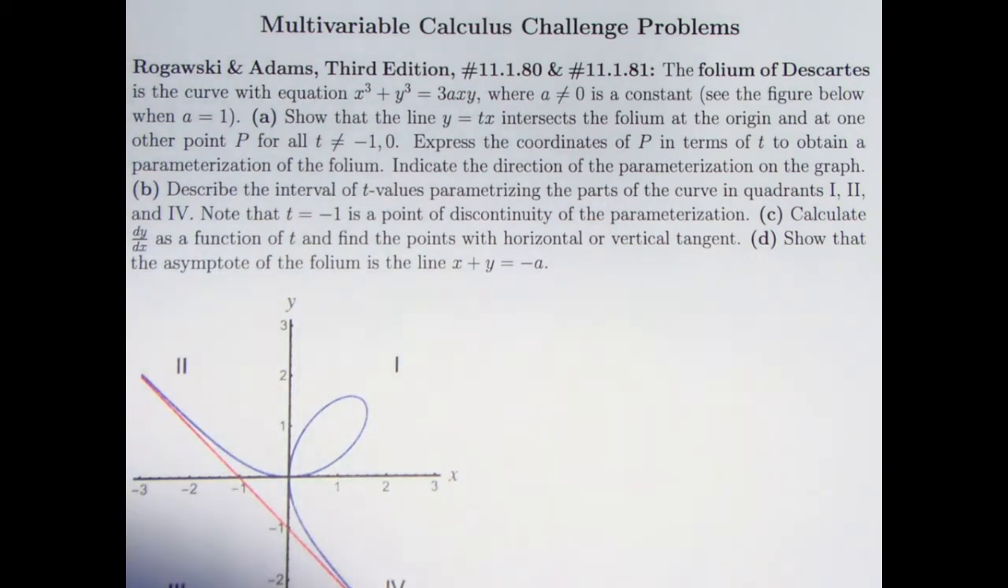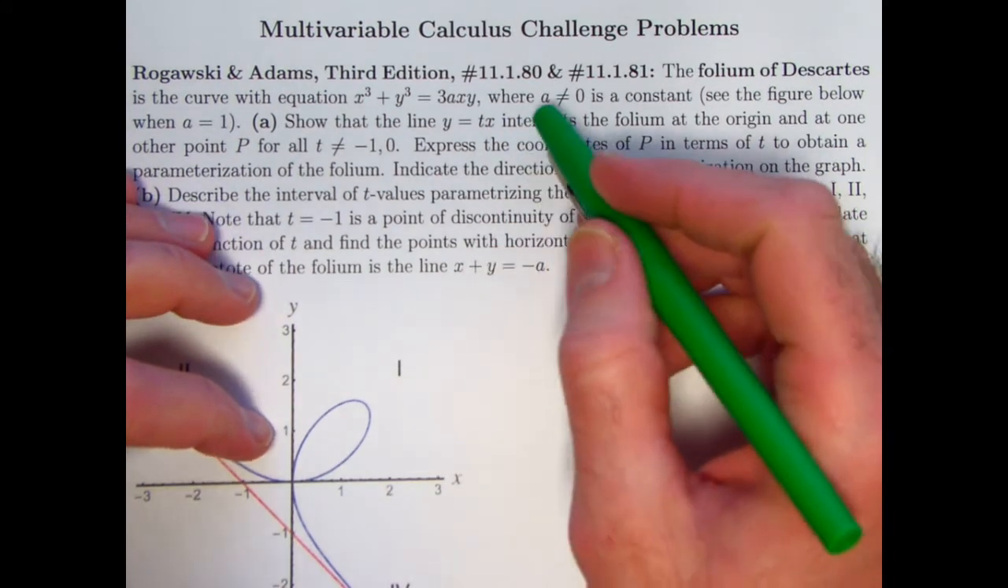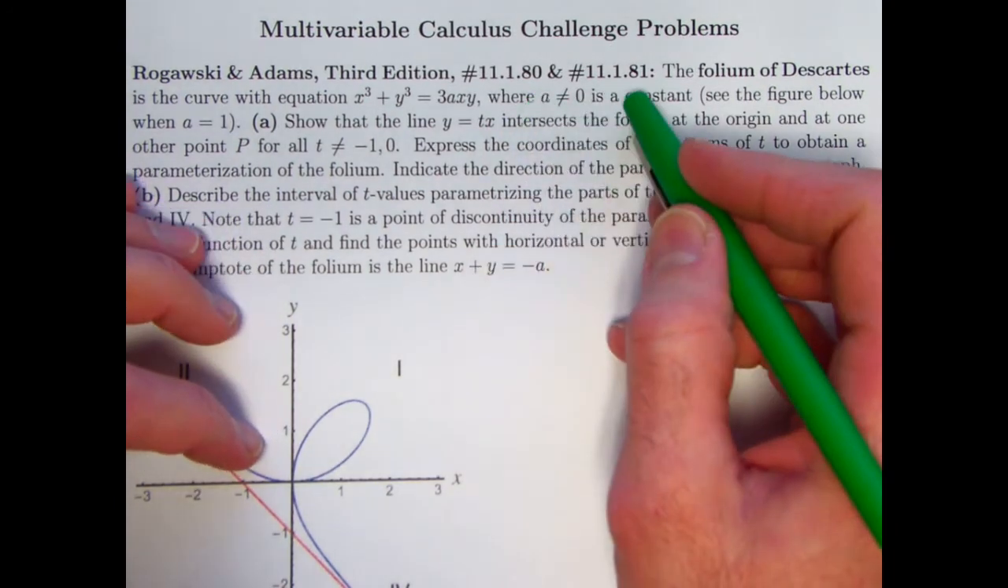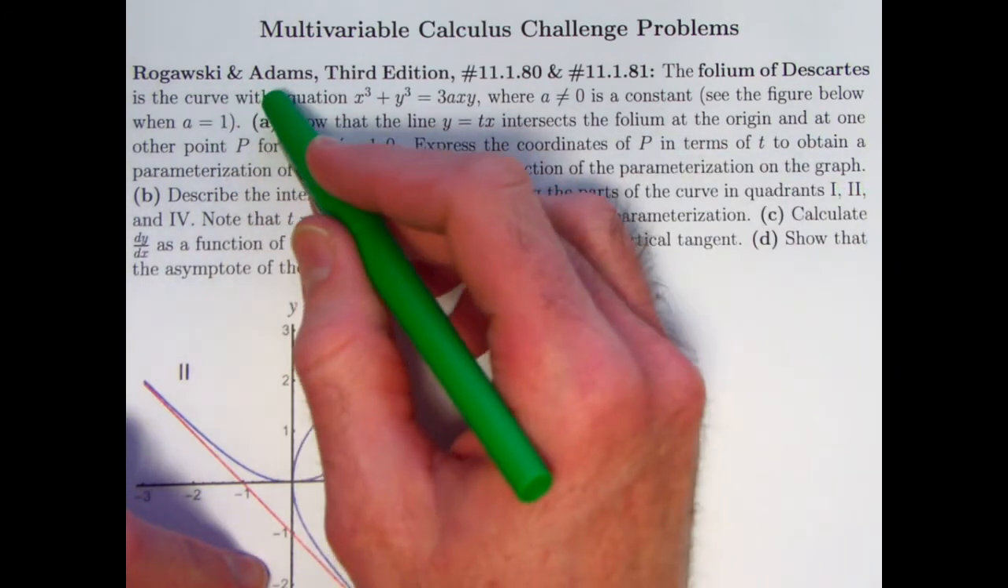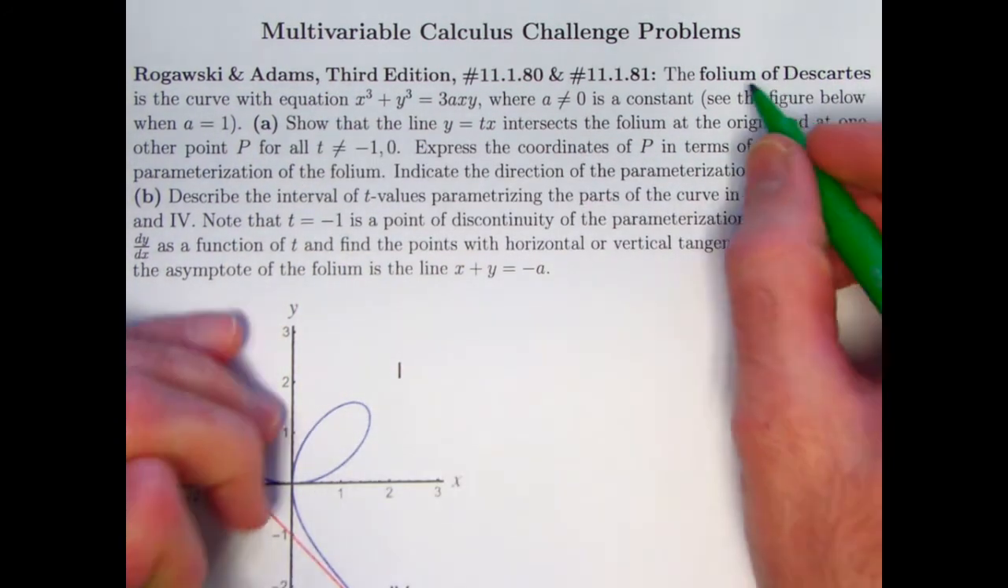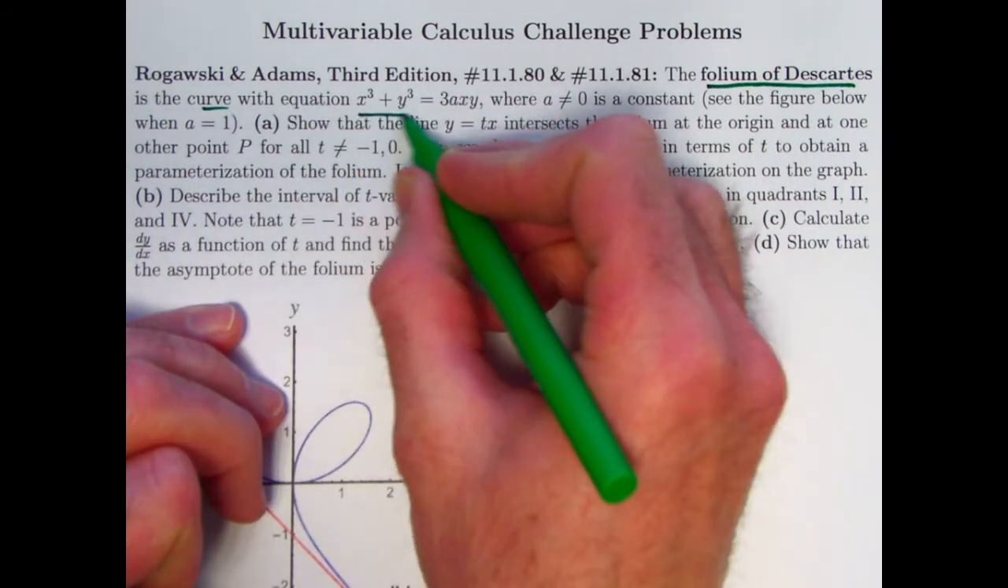I'm Bill Kinney, and this is my fourth video about multivariable calculus challenge problems. In this video, we're going to look at a combination of problems 80 and 81 from section 11.1 of the calculus book by Rogawski and Adams, 3rd edition. It's about a famous curve called the Folium of Descartes. It's a curve that has this defining equation.